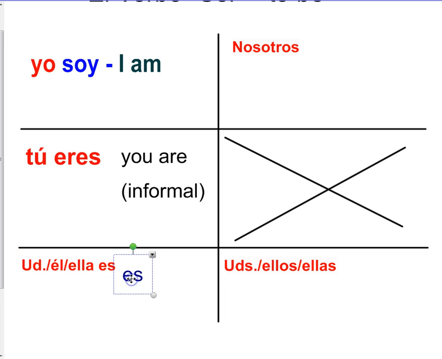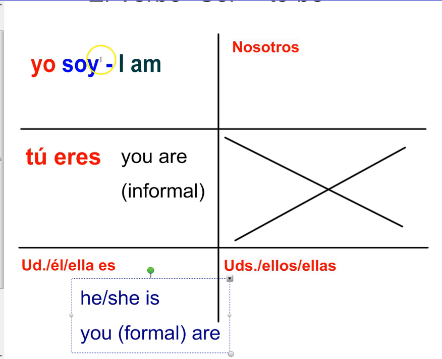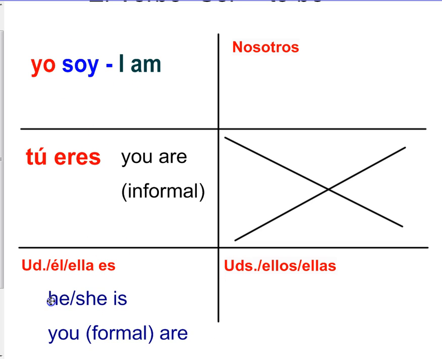And in English, what does that mean? Well, if you're going to use él or ella, it means he or she is. Now remember, we also have another word right here. It means you formal. So this also is you formal are. So if you wanted to use the usted instead of the tú, you'll notice what happened here. Usted goes with es. Tú goes with eres. That's an important thing to notice there.